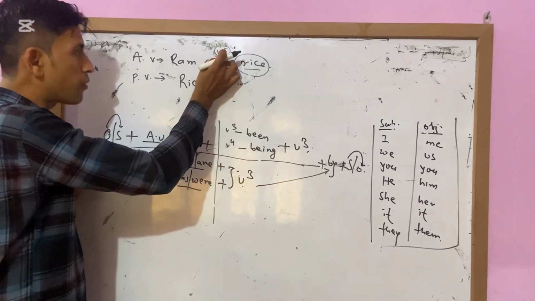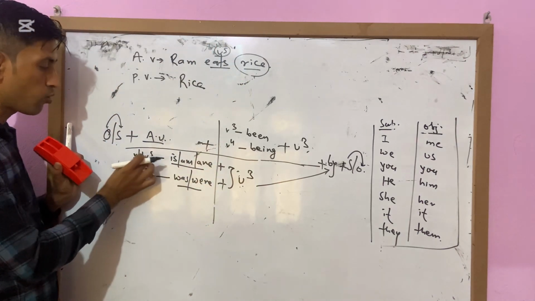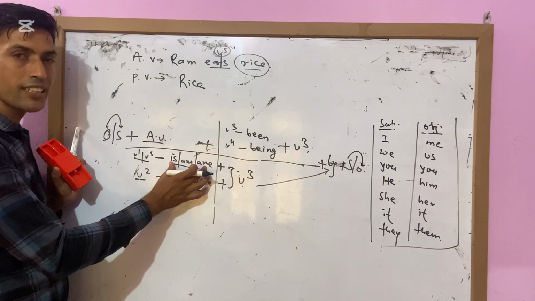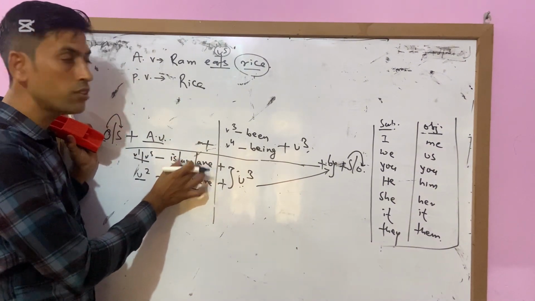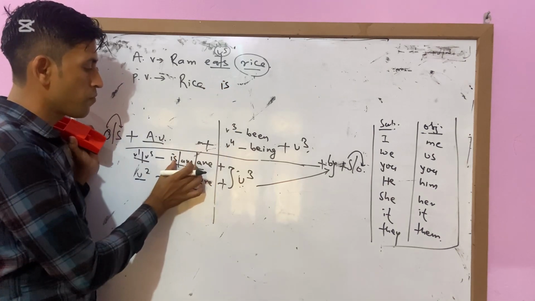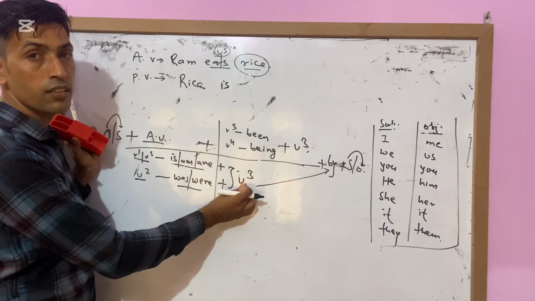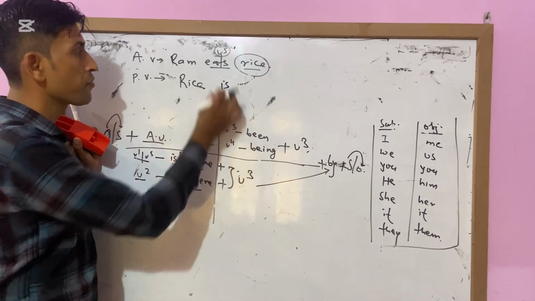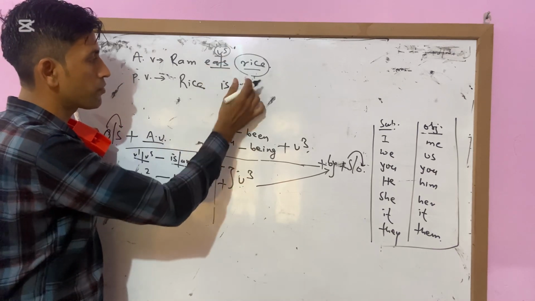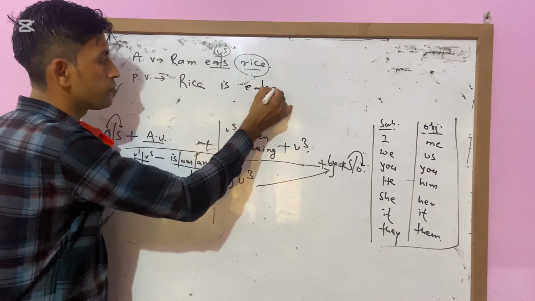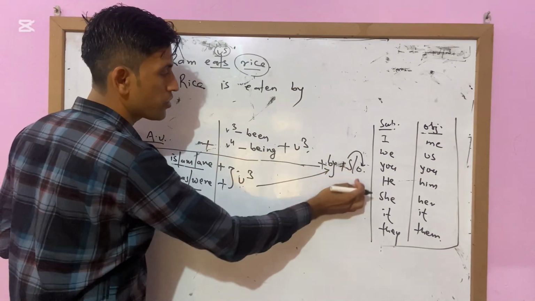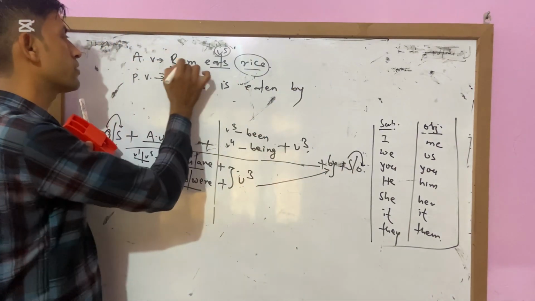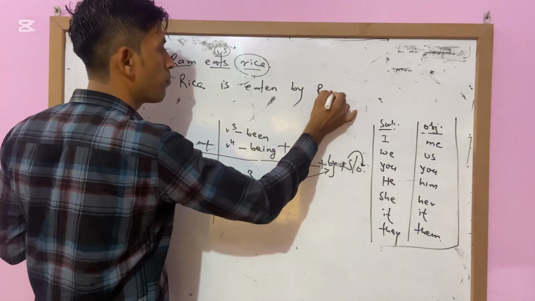So verb 1 or verb 5 is given. Then we use is, am, are. So for rice we use is. Then verb 3 is here. We use verb 3, its verb 3 is eaten. Then by. Then the subject we change into the object position. The subject is Ram here.